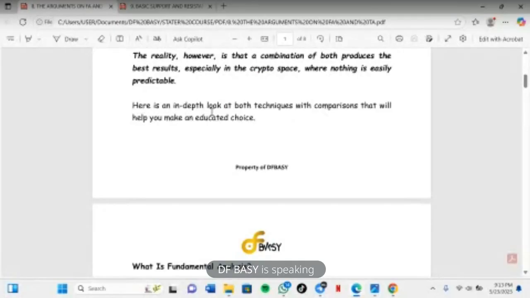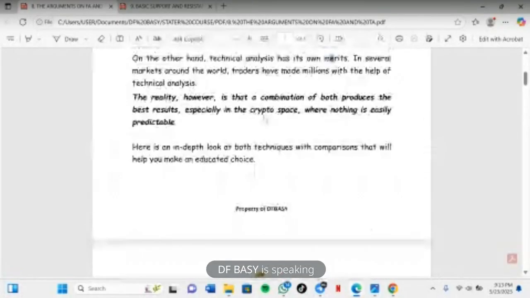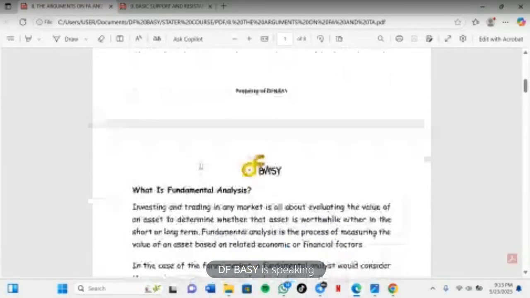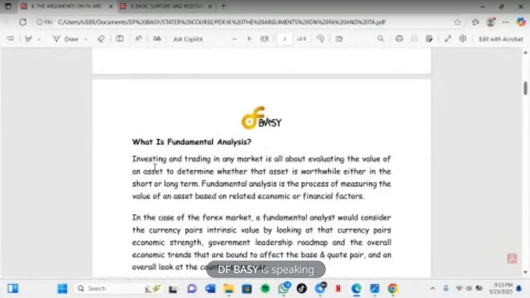Here's an in-depth look at both techniques with a comparison that will help you make an educated choice. What is fundamental analysis?